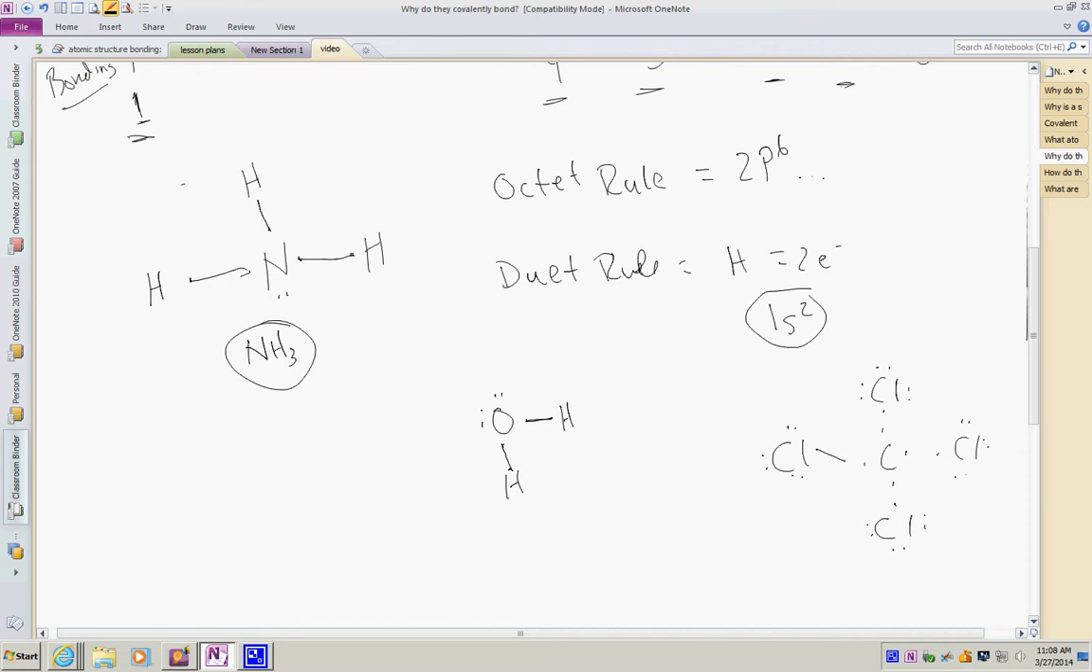We'll share one pair here, here, here, and here. These are called just single bonds.